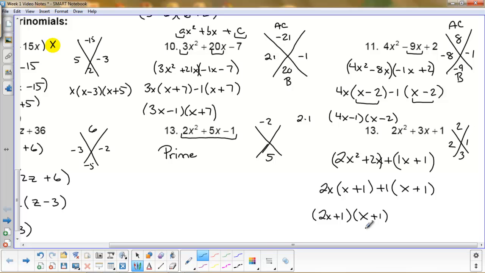Factoring is a huge part of the rest of the year. So please take the time to get this down so it makes the rest of your year very simple and very easy, at least when it comes to factoring.